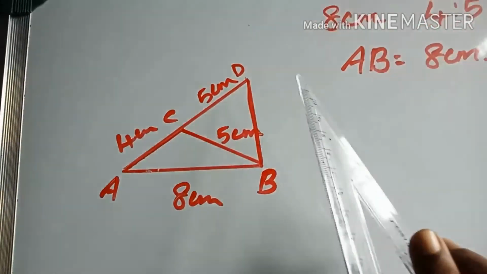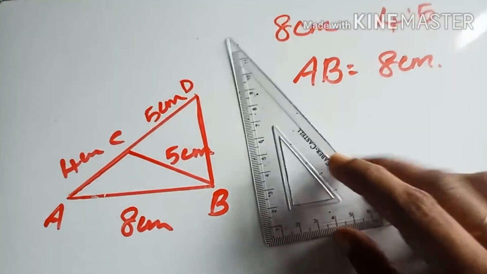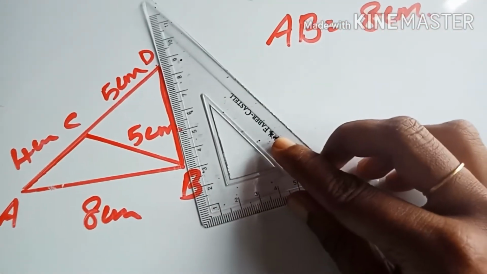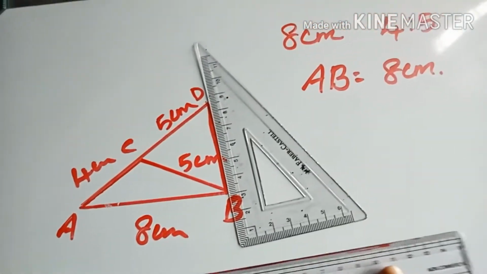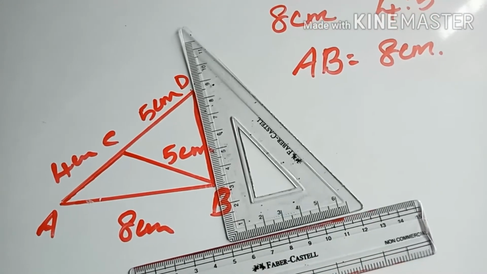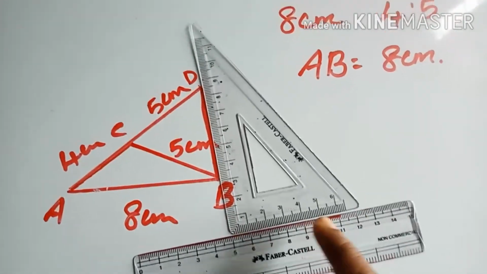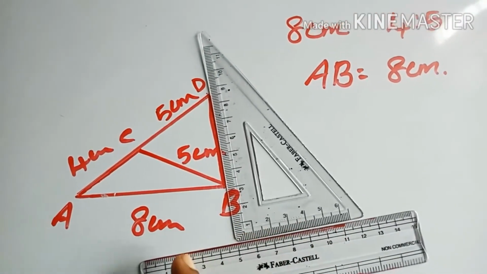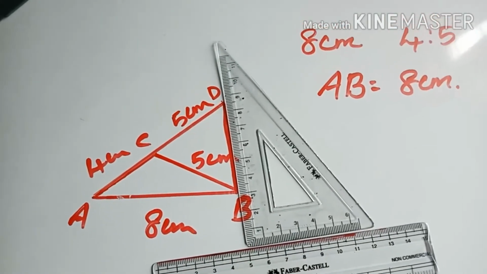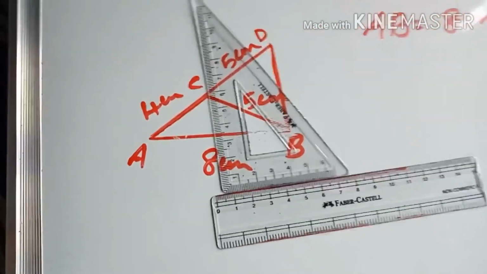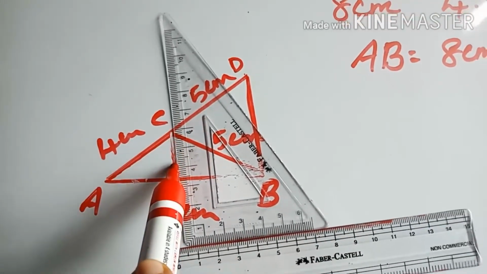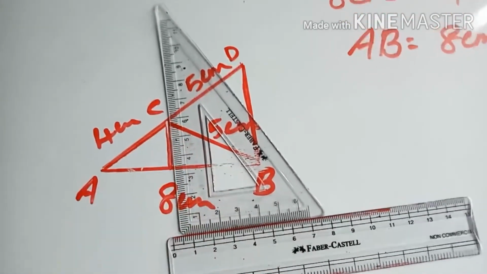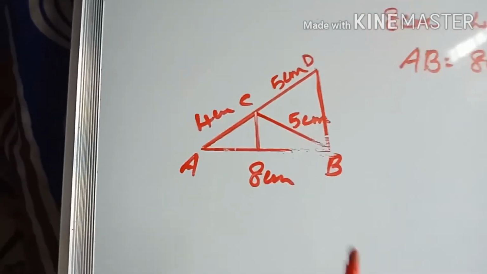Okay, so in order to draw the parallel line, take your set square and keep it like this. Then keep the scale here like this. Then move the set square up to the point C. Now, with the set square at the point C, join this line. Now remove the scale and set square.